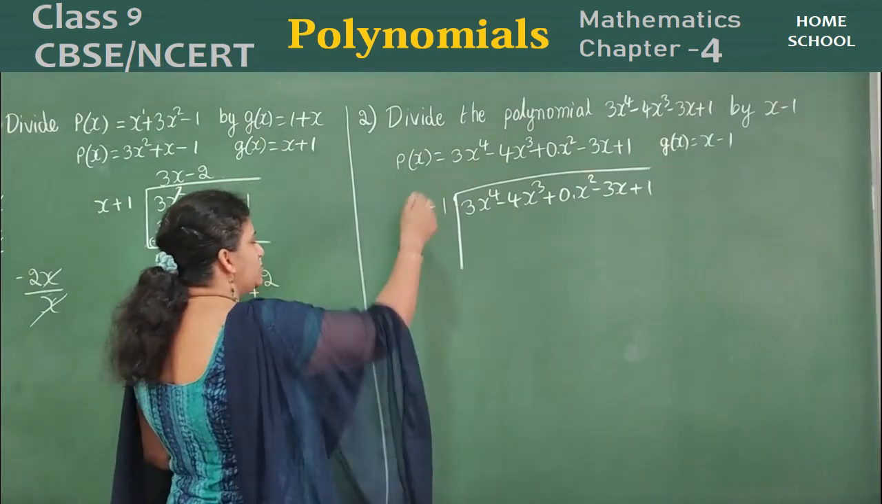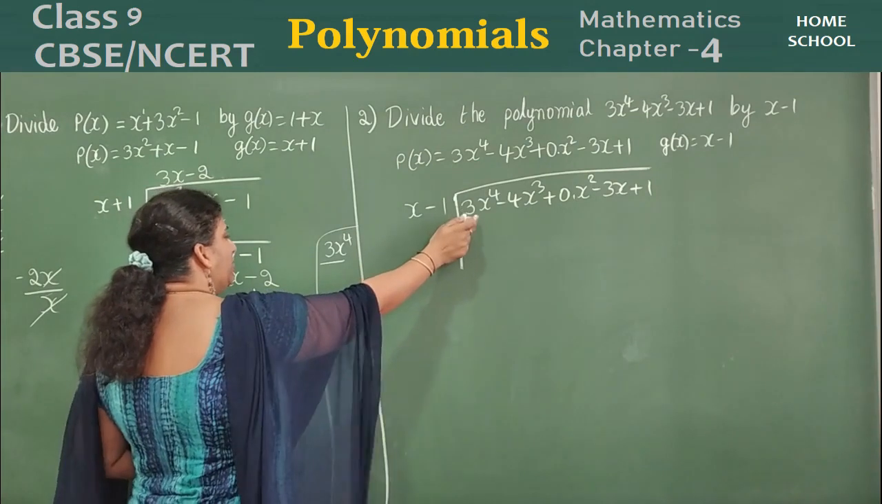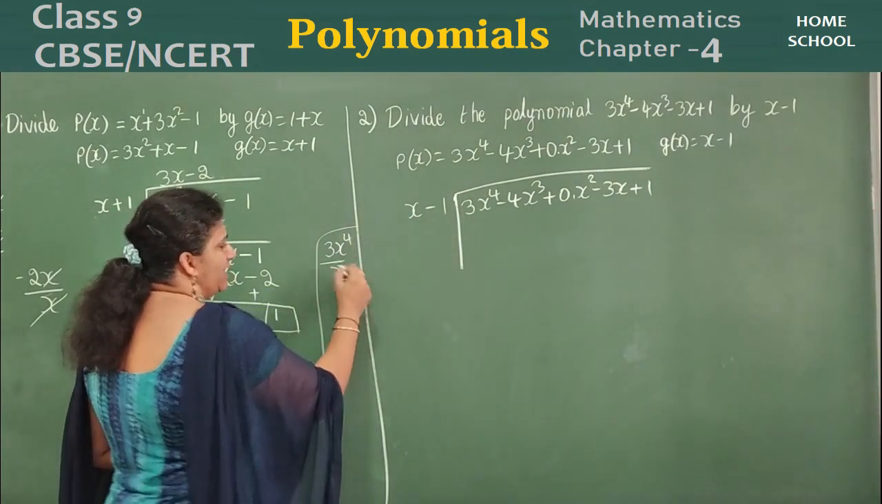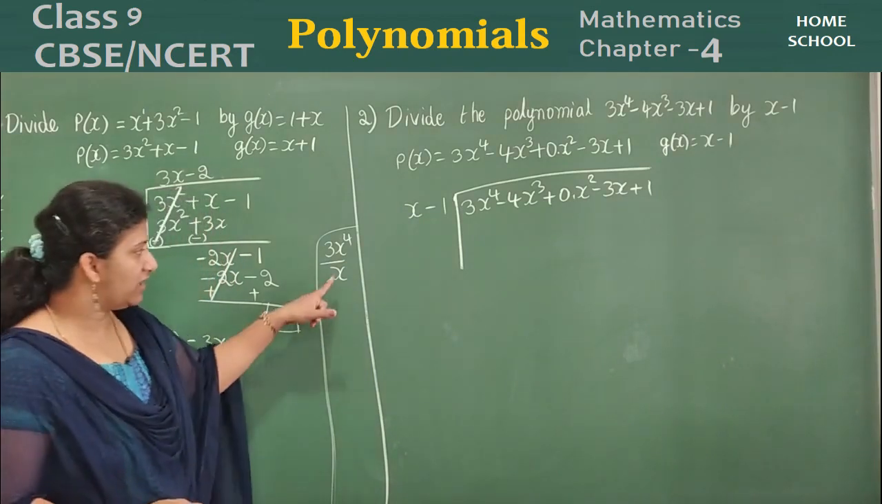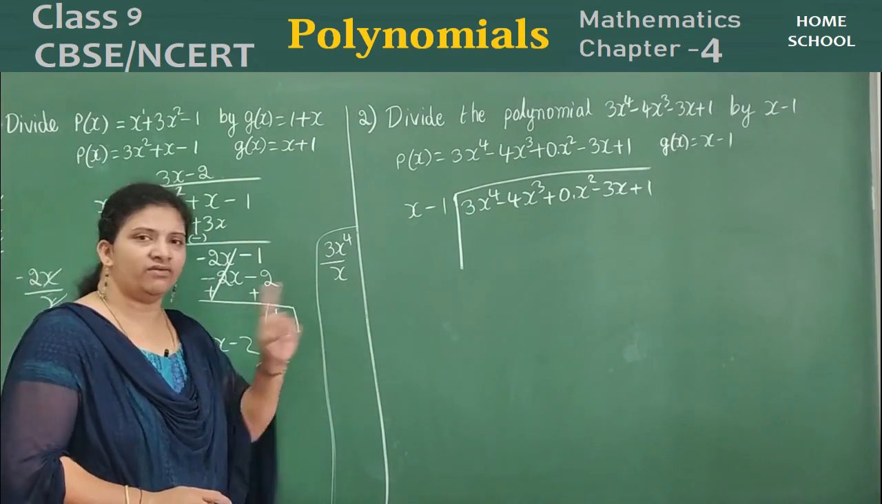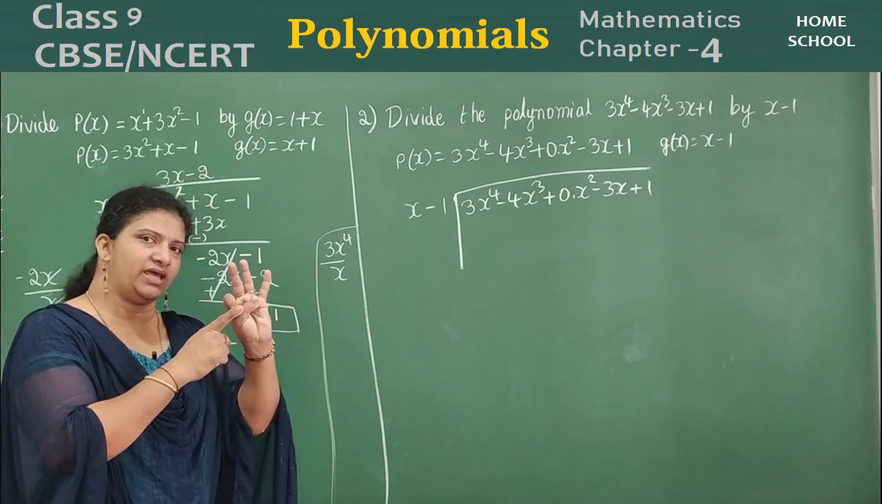So let's do it in a rough column. Let me take here rough. First term in dividend 3x power 4. First term in divisor x. Now observe here. Here how many x you have? 4x you have. Denominator 1x. If you cancel 1x in 4x, how many x will be there? 3.